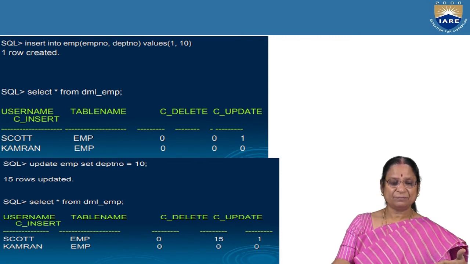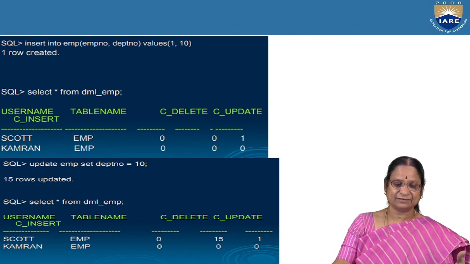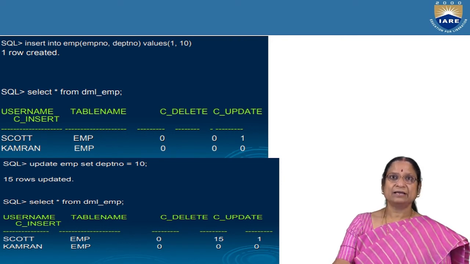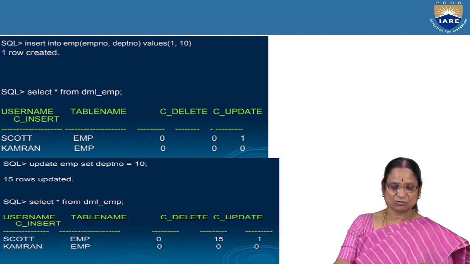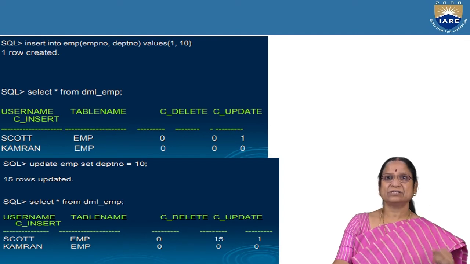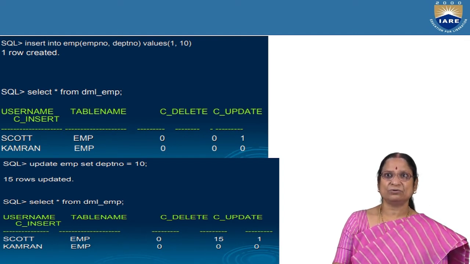So, for example, if I'm using insert into EMP table, then automatically one insert count is incremented by user Scott. Select star from DML EMP. Then what happens? Scott is having initially 0 and another user is also having initially 0. Once it is inserted, then the insertion operation is going to be incremented.